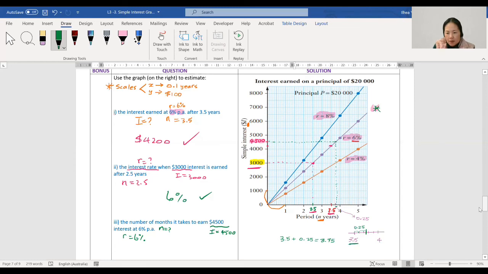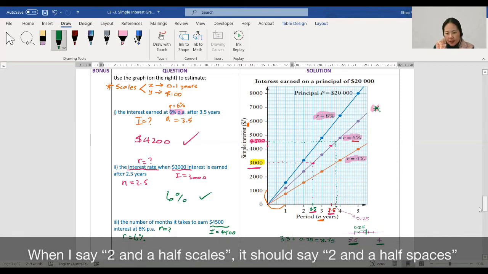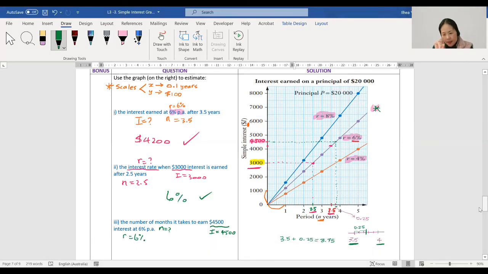So it's from 3.5 to 4. It's in the 2.5 scale to the right. So each scale was 0.1, right? Each space was 0.1. So it went up to the right 0.25. Now, it starts from 3.5. So if I add it together, it's a 3.75. Okay, so it hits 3.75 years.